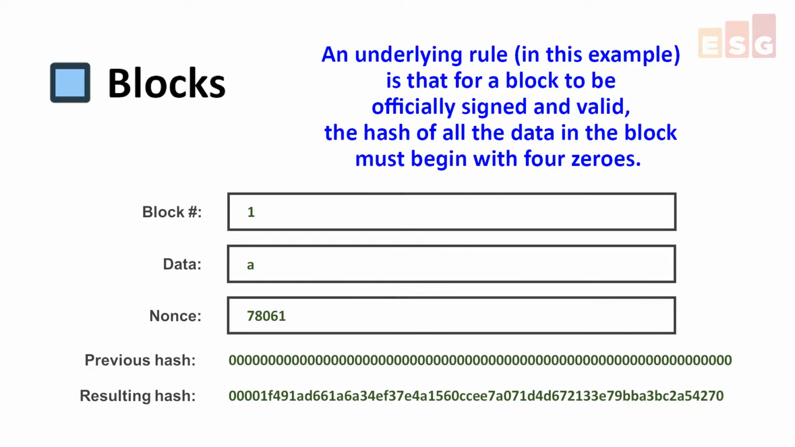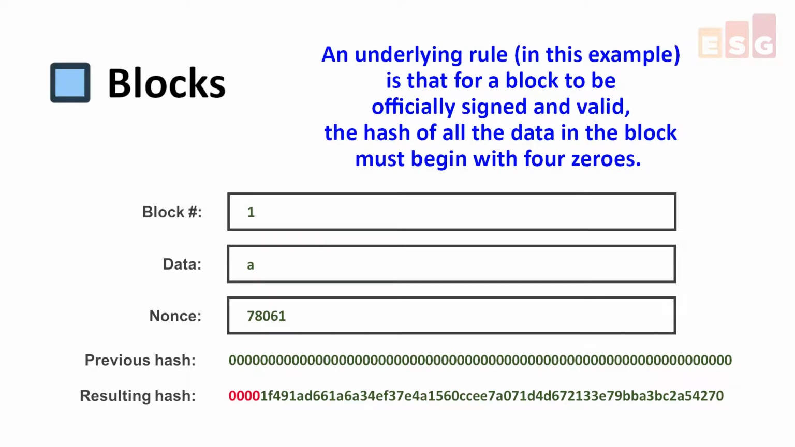Let's imagine an underlying rule for a block to be officially signed and valid is that the hash of all the data in the block, the block number, the data, the previous block hash, and the nonce, must begin with 4 zeros. It's important to note that in the real world, the rules or difficulty, they change. Here we're using 4 zeros. A much harder rule would be starting with 8 zeros. Difficulty can change over time. In some cases, difficulty just continues going up. In other cases, difficulty can get harder or easier with every new block.